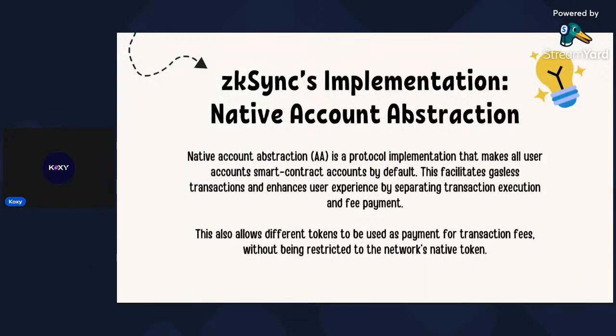So, talking about zkSync's implementation of native account abstraction. Native account abstraction, called AA, is a protocol implementation that makes all user accounts smart contract accounts by default. This facilitates gasless transactions and enables better user experience by separating transaction execution and fee payment. This also allows different tokens to be used as gas payment for transaction fees without being restricted to the network's native token. What this means is that now you don't really need to have the native token to be able to pay gas fees when using zkSync Paymaster. You can pay gas fees with any token, be it USDT, whatever token you have. That's what makes account abstraction with Paymaster very interesting and enjoyable on zkSync.